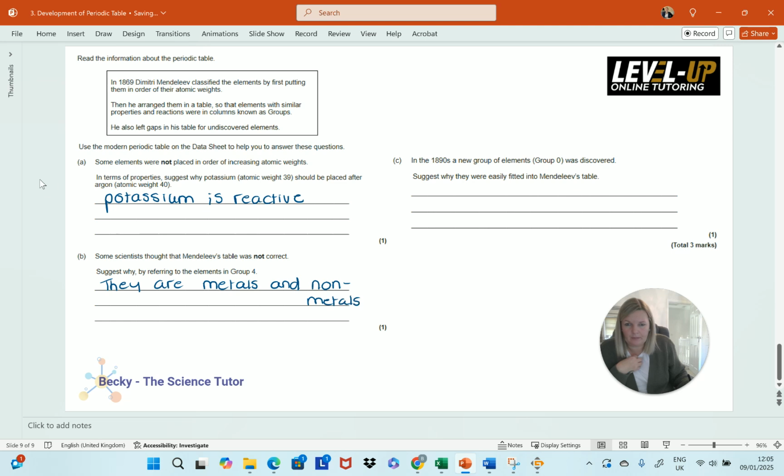Okay, and the final question. In 1890, the new group of elements, group 0, was discovered. Suggest why they were easily fitted into Mendeleev's table, and that is just because they fit on the end of what he had. Didn't need to make any adjustments, they just very nicely fit on the end of the table.